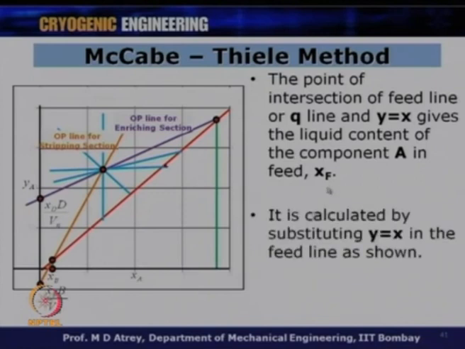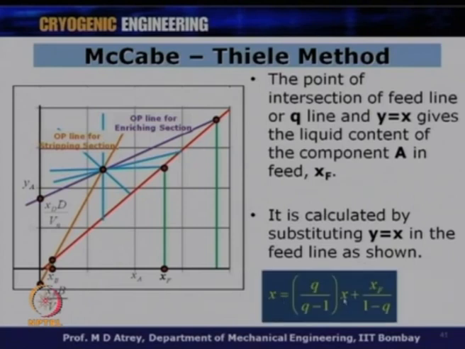So, let us find mathematically, it is calculated by substituting y is equal to x in the feed line. So, if I put y is equal to x in this, what you get here is nothing but x is equal to xf. By rearrangement, I will get x is equal to xf. It means that wherever this q line hits the y is equal to x line, the corresponding x is your xf. That means, the amount of component A, the liquid content of the component A in the feed, is given by this line. So, I know now 2 points.